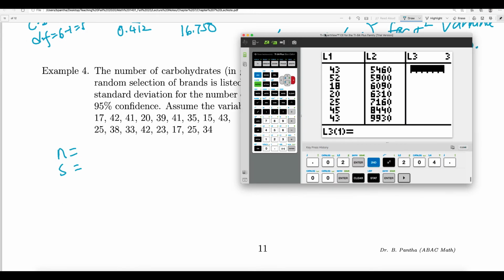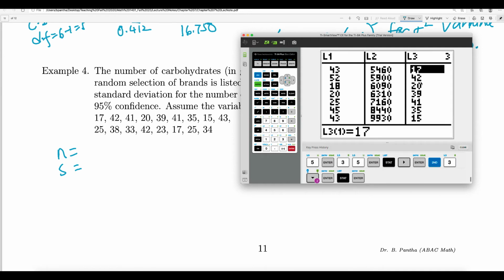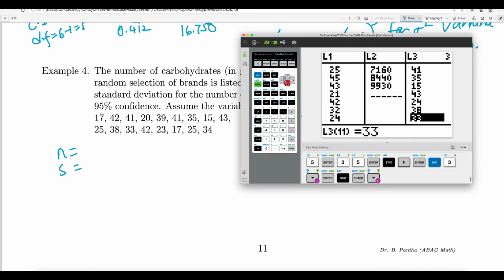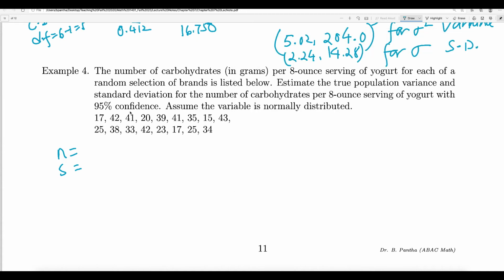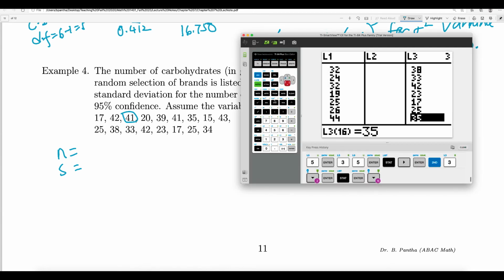Let us enter the data. 17, enter 42, enter 20, enter. I think I missed 41 there. Okay, so let me enter that 41 at the end. Since I missed 41 on the third, I can enter it at the end. There is no problem because order does not matter here.